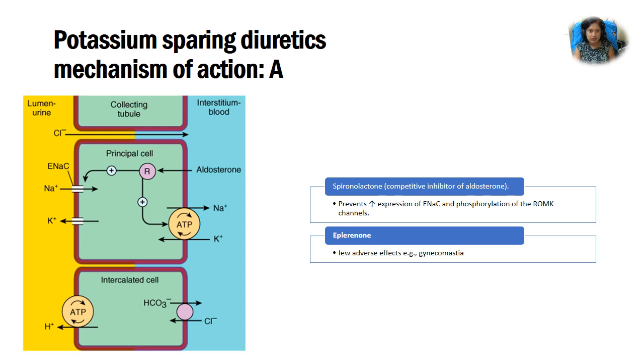The mechanisms of action are of two types. Mechanism A, as we would call it, would be the competitive inhibition of aldosterone. Spironolactone and eplerenone undergo this mechanism of action. It also prevents the increased expression of the epithelial sodium channel for the reuptake of sodium from the luminal tubule, and the phosphorylation of the ROMK channels with respect to potassium secretion. Eplerenone has fewer side effects compared to spironolactone, as I mentioned before.